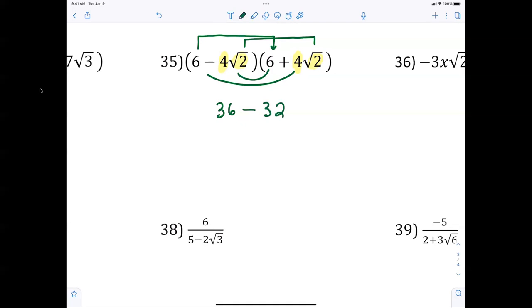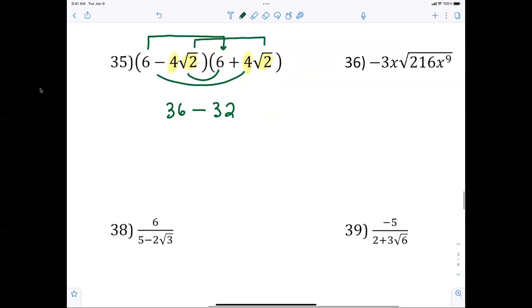Anybody have any issues with that? Anybody? All right, go ahead. I'm listening. Tell me, come on. Where did the 2 and the radical 2 and the other radical 2 is? Okay, so if I say radical 2 times radical 2, what does that equal?